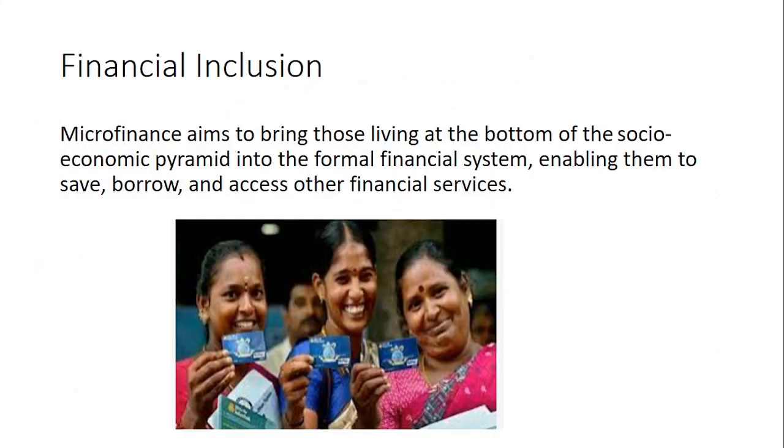The second term is financial inclusion. If you look at this picture, the ladies are showing their RuPay card. This is a debit card, and they are trying to showcase that they have been given some recognition by the financial system, and they are independent now. If they want to withdraw something, or use it for later reference, they have their independence from their families.